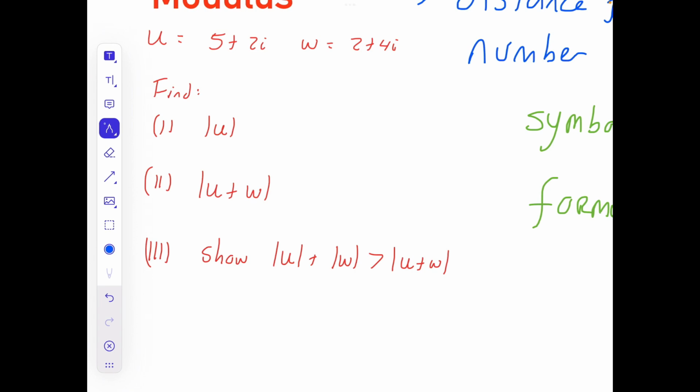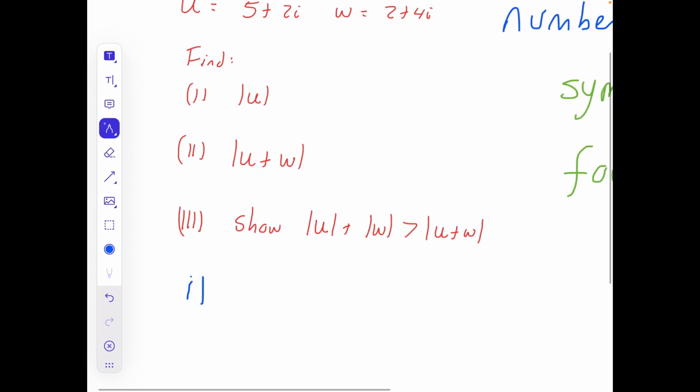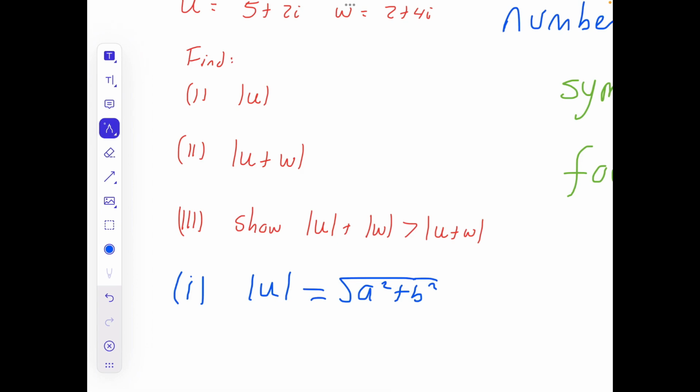So the first one, we're looking for the modulus of u. Usually we use z, sometimes they throw in other letters, don't be surprised if they do. If I was given this question, the first thing I'd do is write down the formula. I see those symbols and I think, okay, modulus, formula. Next, we need to figure out what a and b are. So a is just the number on its own, so a is 5, and b is the number that comes in front of the i, so b is 2.